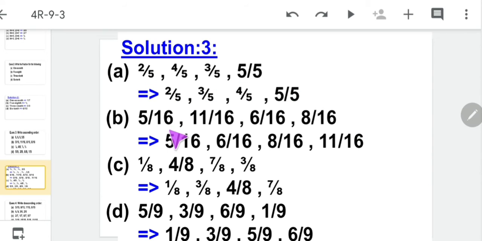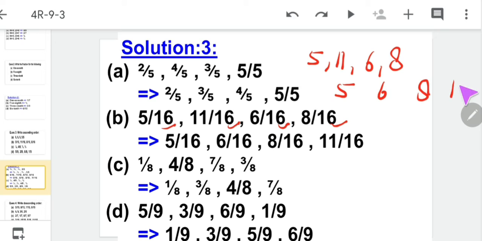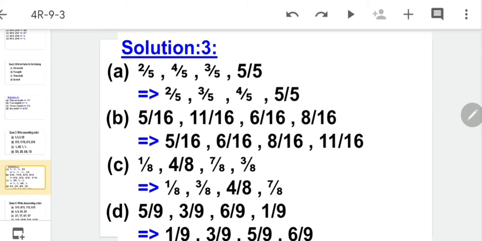Now the same thing we have in B part. We have same denominator which is 16. So we have to focus only on numerator. So numerators are 5, 11, 6 and 8. Now we have to place them in ascending order. So the order is 5, 6, 8 and 11. Now we have to place 16 in their denominator. So this is the ascending order for these fraction.